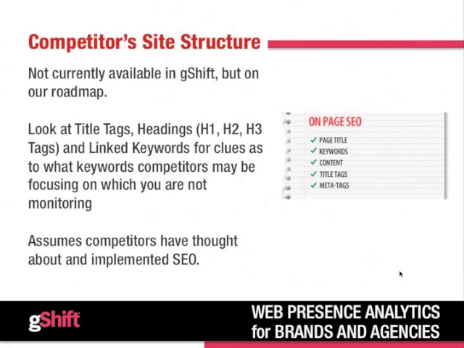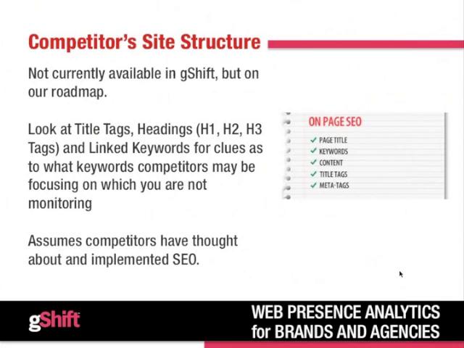And what we're ultimately looking for are clues as to what keywords those competitors may be focusing on, which we're not already monitoring. We may find that their pages are optimized, or the keywords that are highlighted on their pages are very much the same as ours. But from time to time, we might find that they've put a different spin on a keyword, or they're following other keywords that perhaps we should likewise be interested in. And again, those can show up in their title tags, their headings, and or their linked keywords.